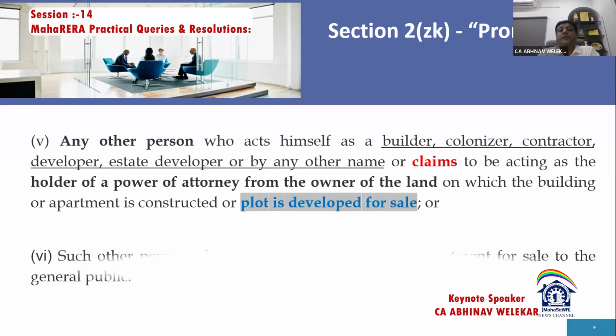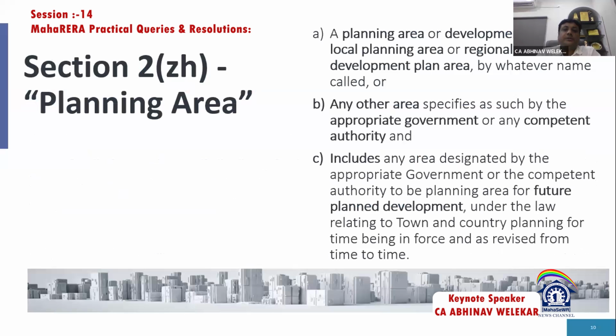Now the third definition which is important with respect to this is the planning area, because the Act says that the RERA is applicable only in the planning area. In the case of Maharashtra, the complete Maharashtra area gets covered under the planning area because that is defined under the MRTP Act. So there is no question whether any part will get excluded from this definition.